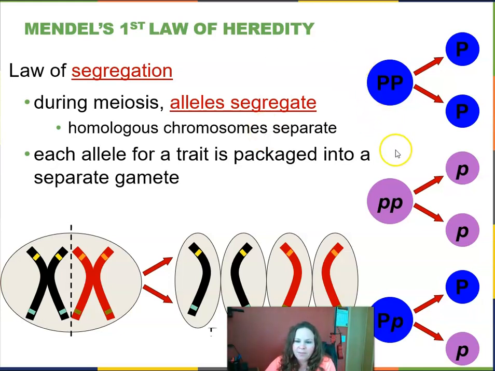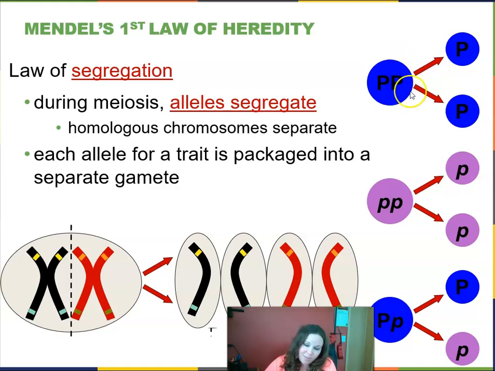So for instance, if your genotype was big P, big P, you can't give both your big P's to your offspring. You can only give them one because they're going to get the other one from your partner. So both these big P's during meiosis will be pulled apart as the chromosomes are pulled apart. Well, then so are the alleles who are riding on them. They'll be pulled apart and put into separate gametes.